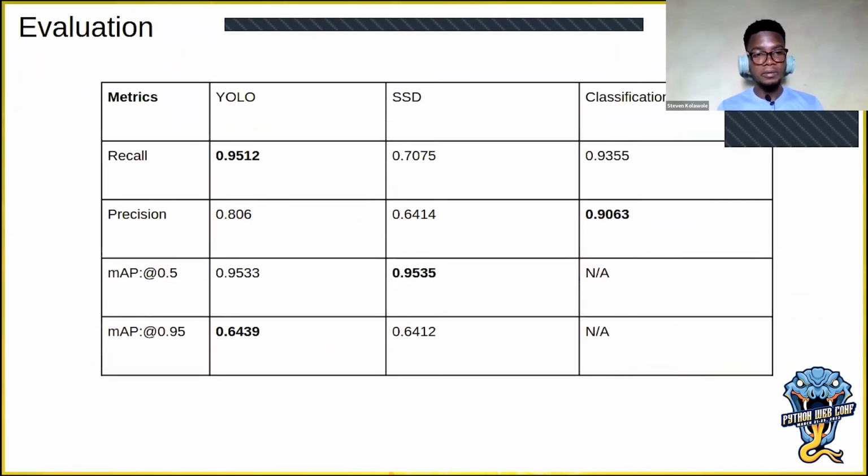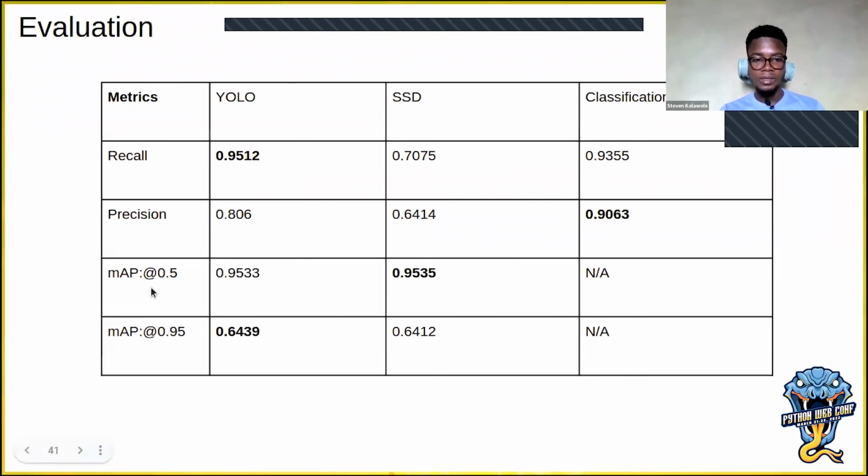All right, so here's the final evaluation. We have our YOLO model performing the best, and the classification model wasn't too far behind. So we could say that in recall, YOLO was performing the best, and then in precision, we have a classification model performing the best with almost 91% accuracy.